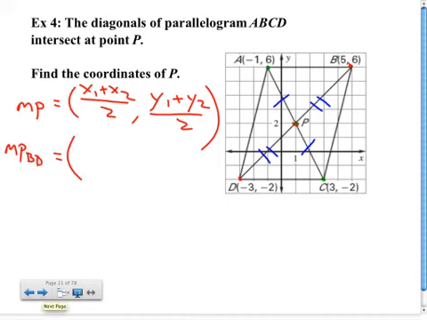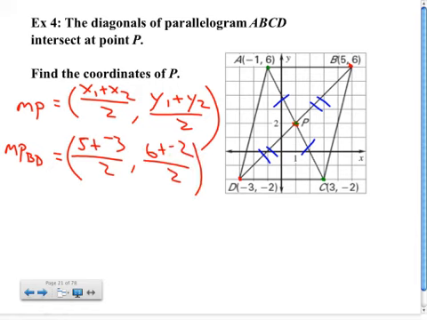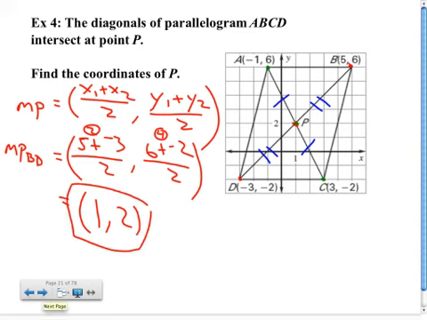So I average my x coordinates: 5 plus negative 3, divided by 2. And I have 6 plus negative 2, divided by 2. Now I just simplify. 5 plus negative 3 is 2. 2 divided by 2 tells me the x coordinate is 1. And finally, 6 plus negative 2 is 4. 4 divided by 2 is 2. So that right there would be the coordinates of point P.